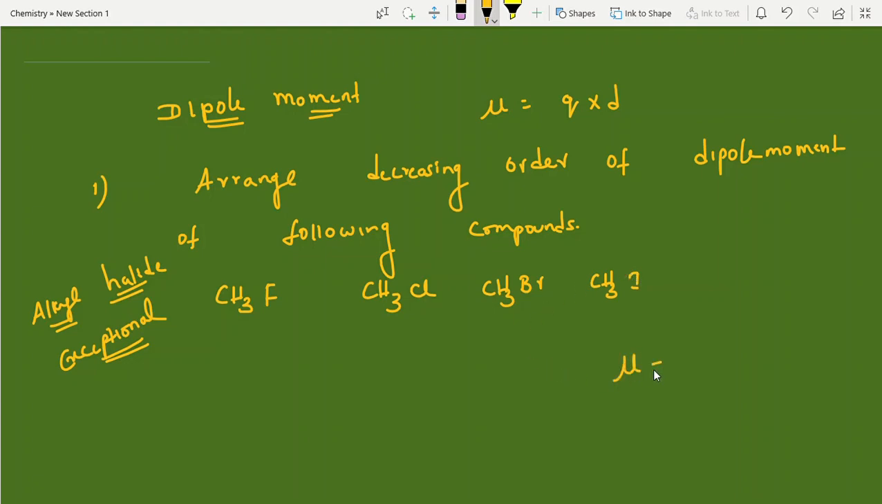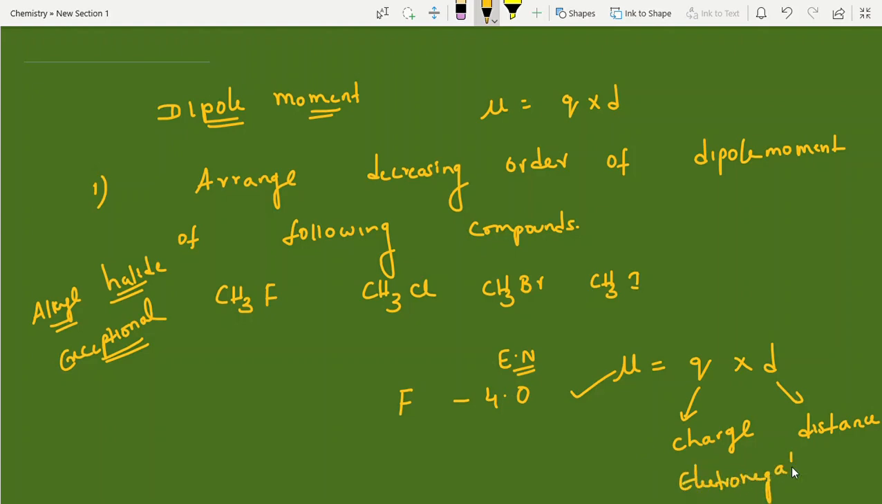First of all, what is dipole moment? Dipole moment is charge times distance. What is Q here, students? This is charge. What is D here? Distance. So dipole moment depends on 2 factors. If you look into fluorine, students, it is the highest electronegative element in the periodic table. Charge is nothing but electronegativity here, so fluorine is more electronegative. There is no problem. But distance is nothing but the size here.